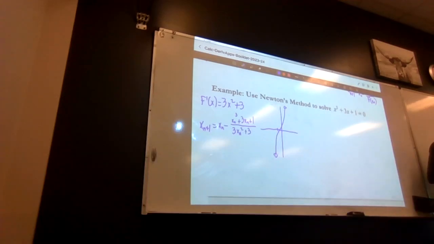We're going to get that x1 is equal to, what should we guess first? Well, first we have to guess. So what's our guess going to be? Everybody look at your graph, maybe zoom in a little bit. I'm going to guess that it's at negative 0.3.